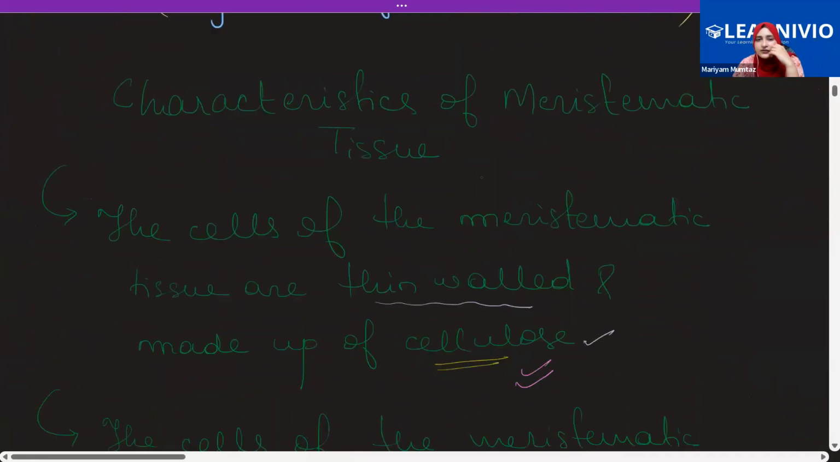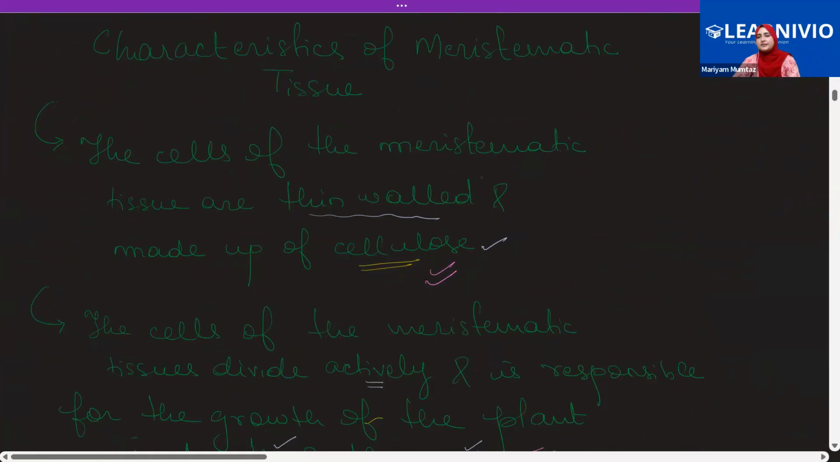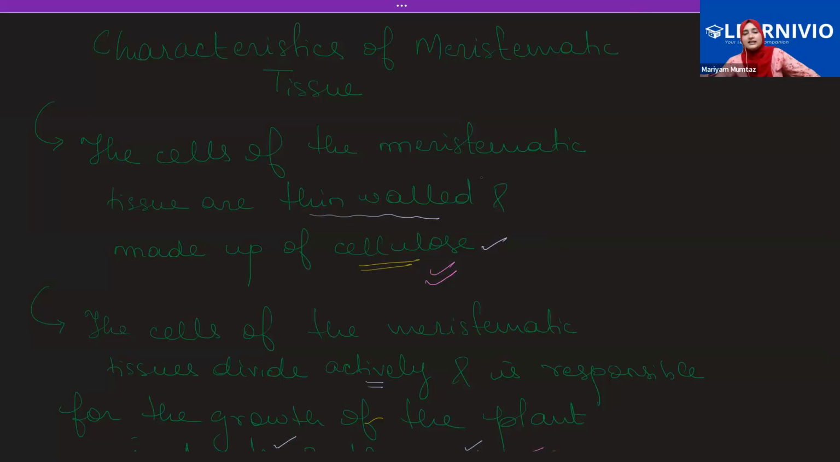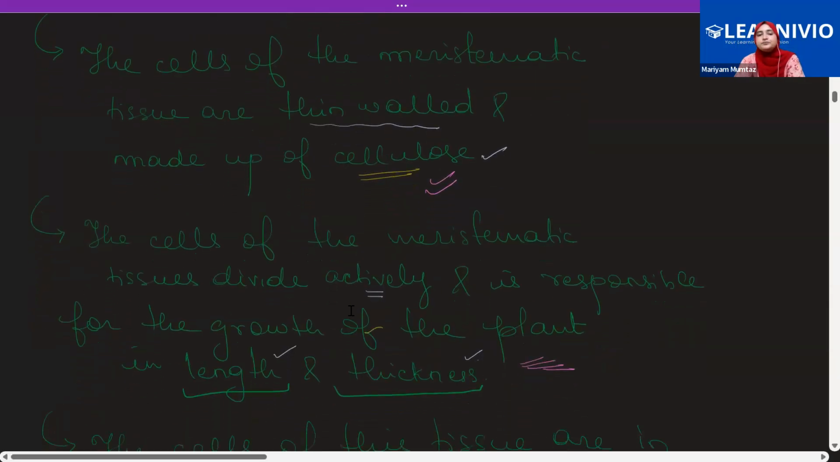Okay, ma'am. So when we talk about the characteristics of the meristematic tissue, the cells found in this particular tissue are thin wall cells. These cells are made up of cellulose and they are very thin wall cells. Okay. First point is clear. Yes, ma'am. Now, the cells of the meristematic tissue have the property of being able to divide a lot. They can divide actively, and this particular tissue is responsible for the growth of the plant. So the growth of the plant happens because of the meristematic tissue.